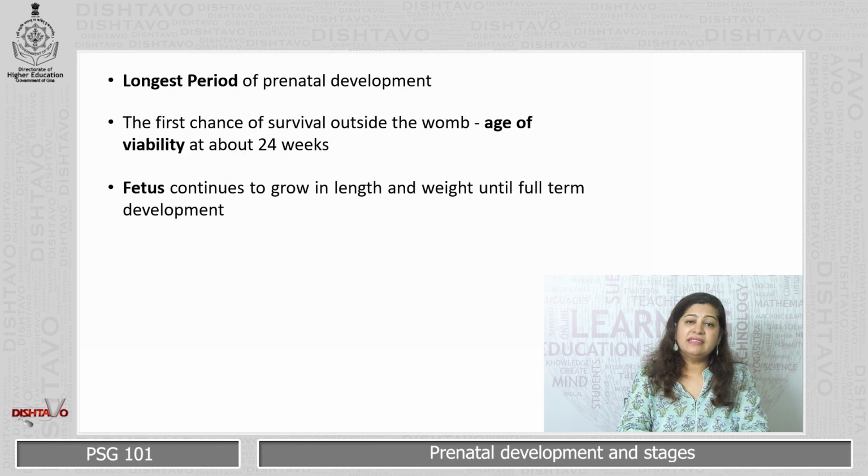Kindly note, this is the longest period of prenatal development. The baby has a first chance of survival outside the womb, and so it is called the age of viability, which happens at about 24 weeks. The fetus continues to grow in length and weight until it reaches full-term delivery.